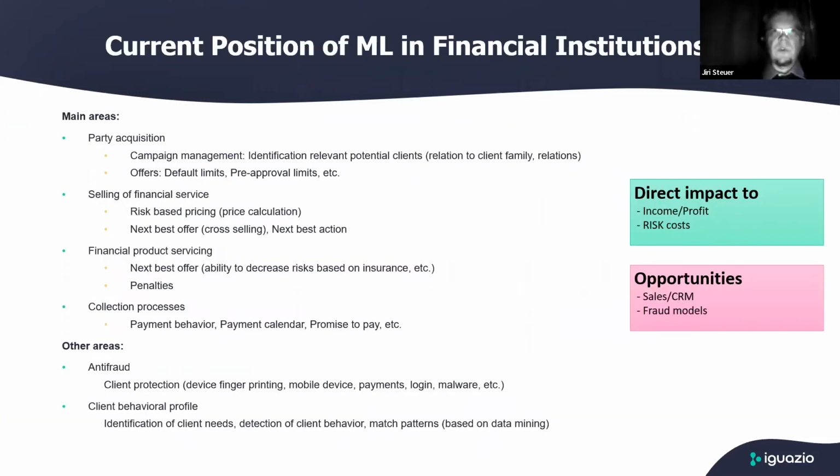If we focus on the typical use cases for machine learning, then you can see many cases. Let me mention a few. Campaign management, where we would like to identify the best consumers for our products. Case, product offers, it means define default and pre-approval limits.